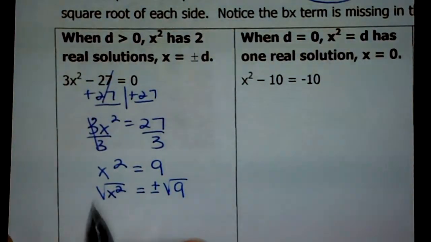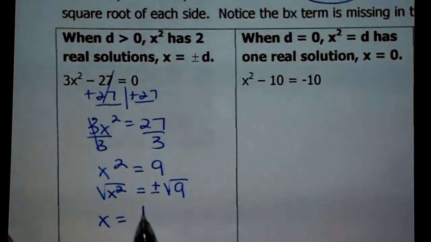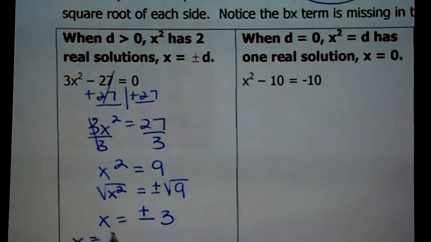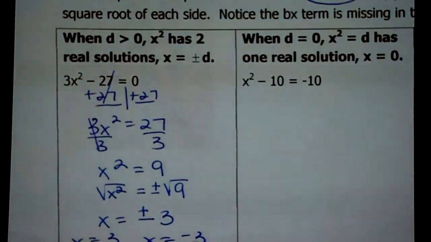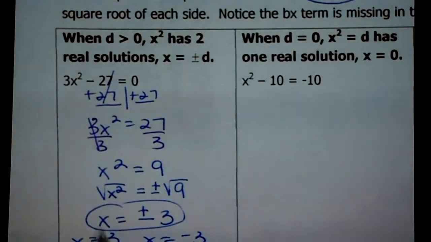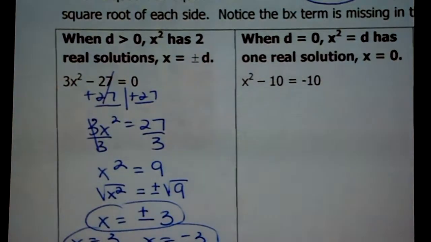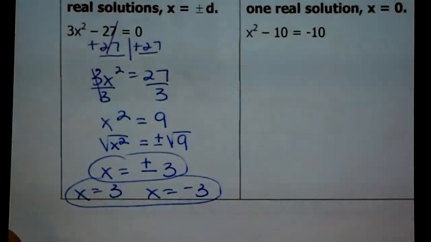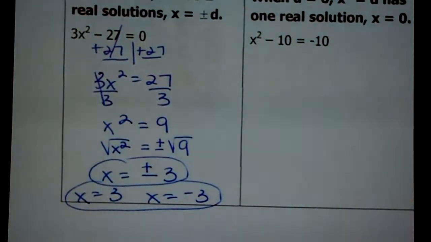So x can be a positive or a negative, and the square root of 9 is 3. So this is actually two solutions because x can be a positive 3 or x can be a negative 3. You can write it like this, or you can write it like this. All of them are right. I want to put another one just so I can make like a short little stubby snowman, but I'll stop. Okay, so there's two solutions there.